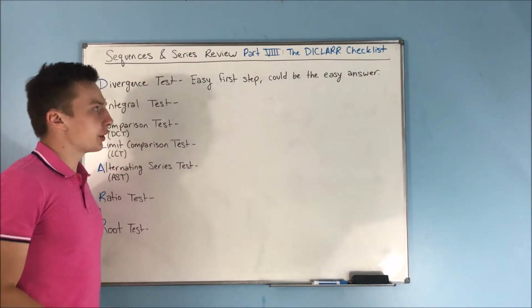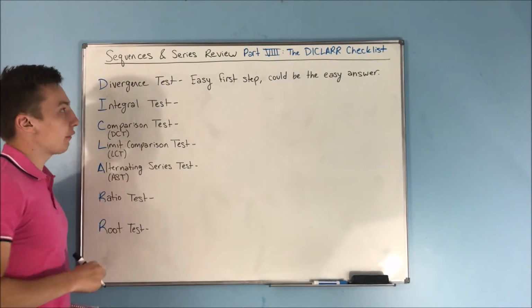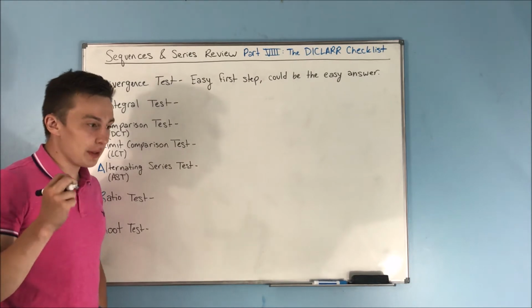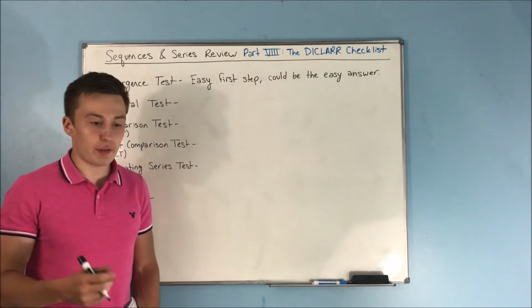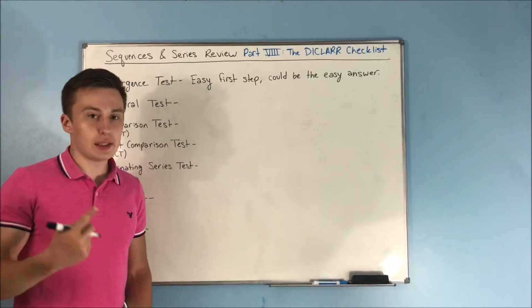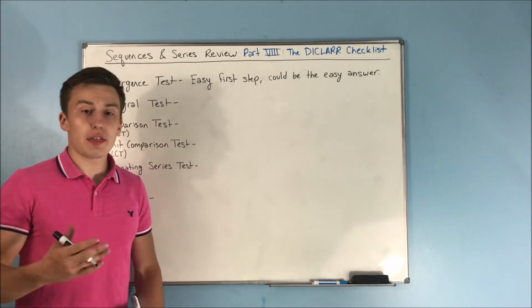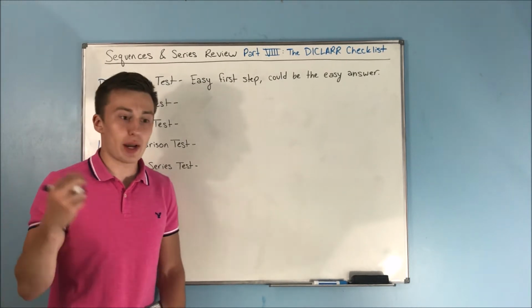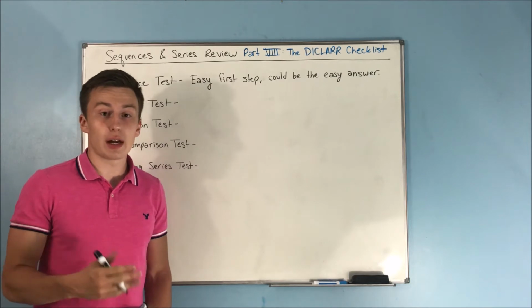I guess I'll just do one at a time here. First, we have the divergence test. This should be the first thing that you do, when you verify that this is not a P series or a geometric series or anything that's super easy to see right away. Okay, I know that this is convergent or divergent.